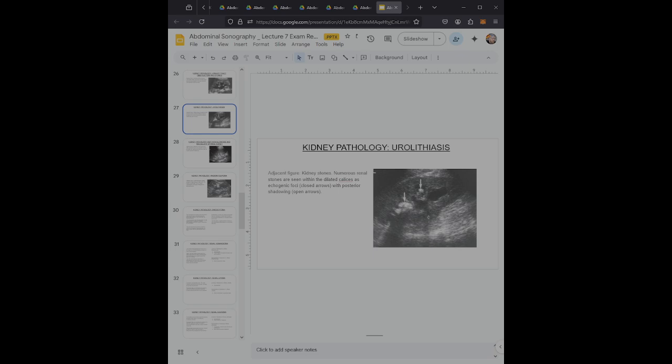Clinical findings of urolithiasis include hematuria, renal colic, oliguria, or UTI. Sonographically, we see echogenic foci that produce acoustic shadowing. We see a twinkle sign, and we see hydronephrosis and a dilated ureter. The twinkle sign will be seen posterior to the stone with the use of color Doppler.